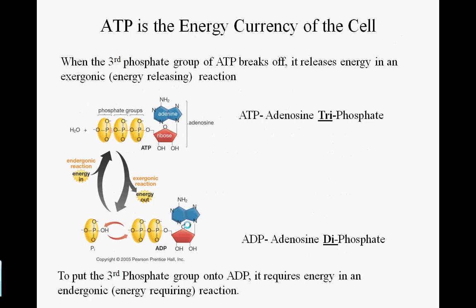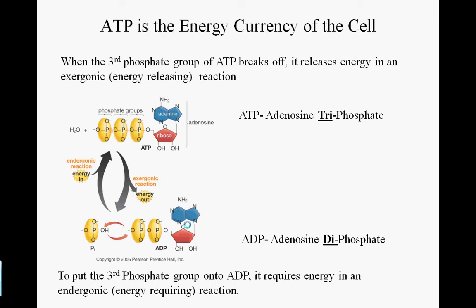ATP is the energy currency of the cell. So remember, ATP, adenosine triphosphate, is the energy currency of the cell. This is basically the energy money of the cell. This is how cells get, or use, their energy, in the form of ATP. So how does ATP work?